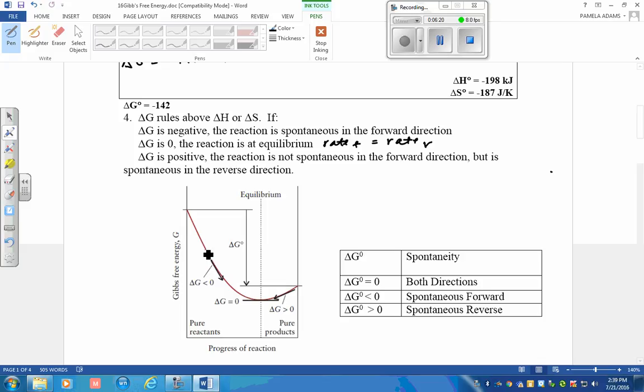Let's look at this graph. We're plotting Gibbs free energy on the y and the progress of reaction on the x. And then we're going to look at the slope of the line as time goes on. The slope of this line is negative. That would be our delta G value being less than 0, and so that would be spontaneous. When the slope of this line is 0, that is at equilibrium. The slope of this line is positive. Delta G is positive, non-spontaneous.